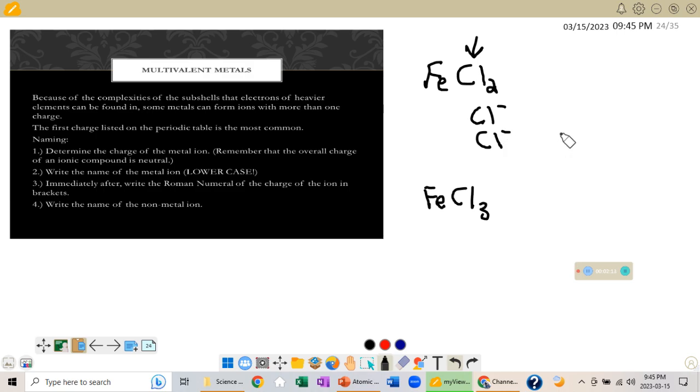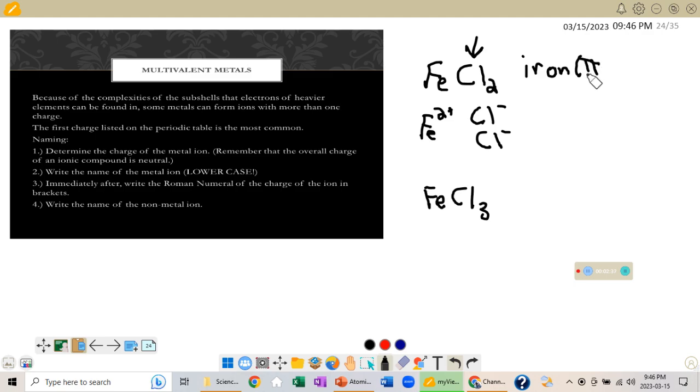Same rule as before. I need to have the same number of pluses as minuses. At this point, I don't even need my periodic table. I see this is going to be iron, and it's got to have a 2+ charge. So when I write this down, for this particular one, it's going to be iron, Roman numeral 2, chloride. It's harder to write with a mouse. The Roman numeral 2 again tells me what the charge is on that iron ion.